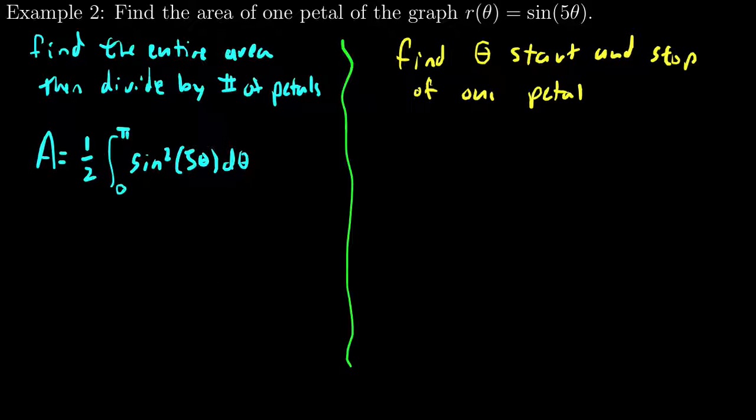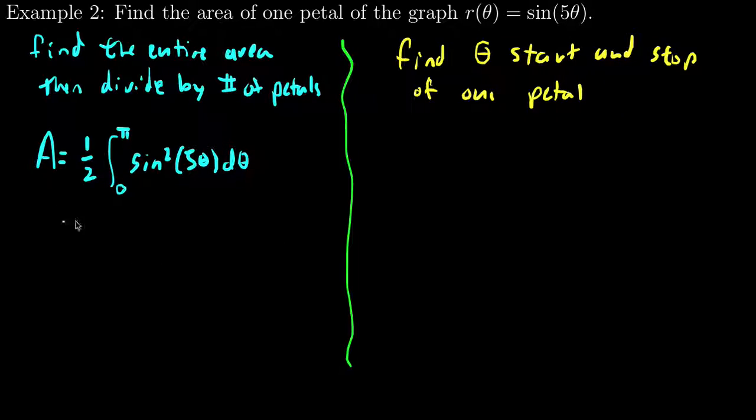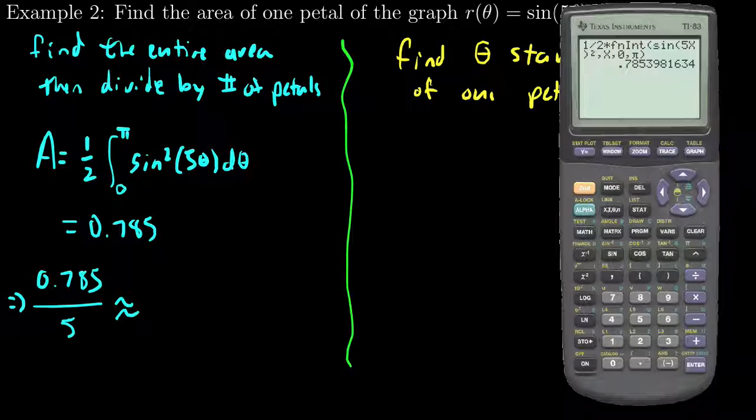And that's for the whole area, so I go to the calculator, clear that off, and I'll put in the 1/2 to start with. 1/2 times the integral of sine of 5, I'll put an x in, squared dx from 0 to pi. And that gives me the area of the entire shape, 0.785. And then I know there are 5 petals because when there's an odd number, it's the same number of petals. So then I do 0.785 using more decimals from the calculator divided by 5, which gives me my final answer, approximately 0.157.